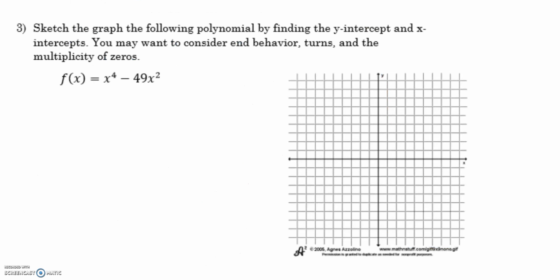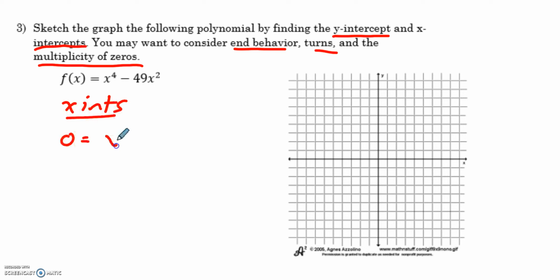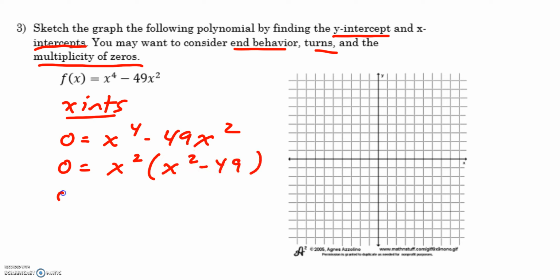The next example, similar idea: sketch the graph, find the y-intercept and the x-intercepts, and we want to think about the same things, end behavior, turns, and multiplicity of zeros. So let's start this one by finding the x-intercepts again, by setting y equal to 0. And GCF is always a good idea. I notice that there's a greatest common factor of x squared. So we're left with x squared minus 49.